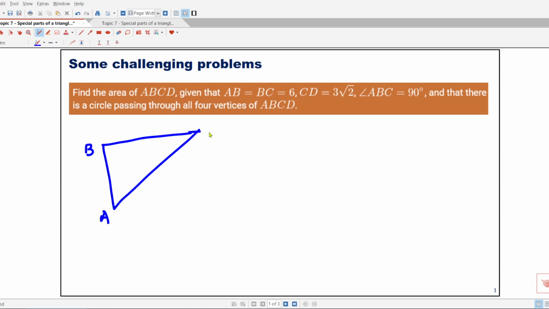ABC is 90 degrees. So we don't know much about figures with 4 sides at this point, but we now know a whole lot about triangles, right? We can start with the right triangle ABC. So we know there is a circle passing through all 4 vertices of ABCD. So if there is a circle that passes through all the vertices of triangle ABC, we know that circle is called circumcircle, right? And we know that circumcenter must be the midpoint of the hypotenuse AC, right? So that circle must be somewhere here.